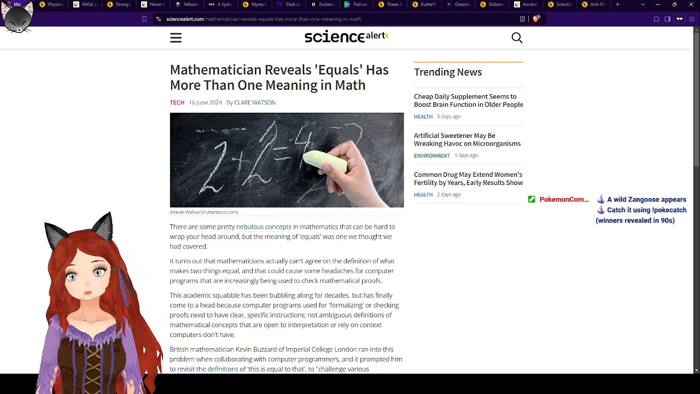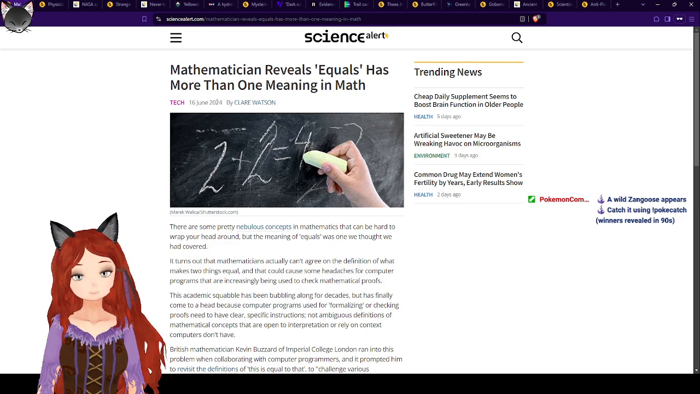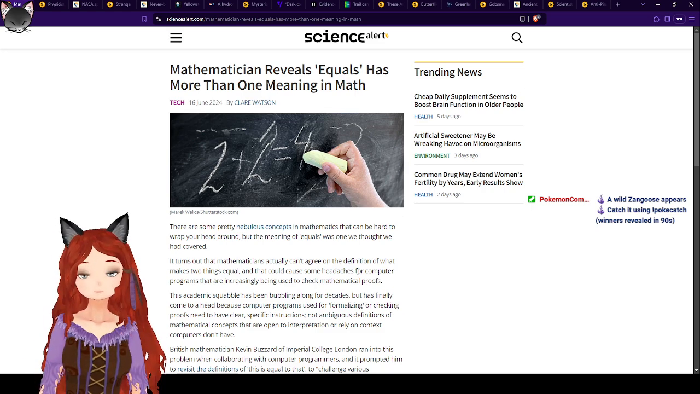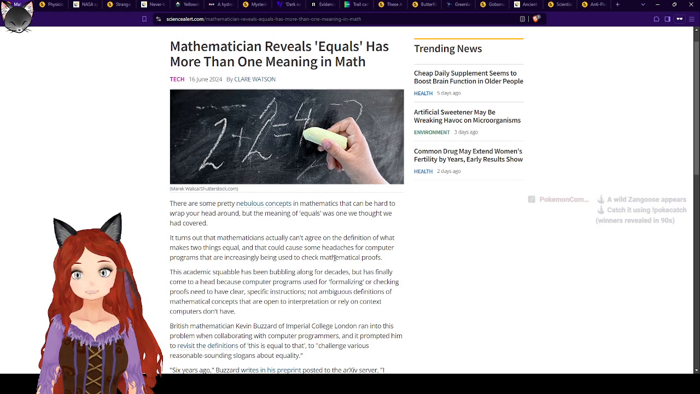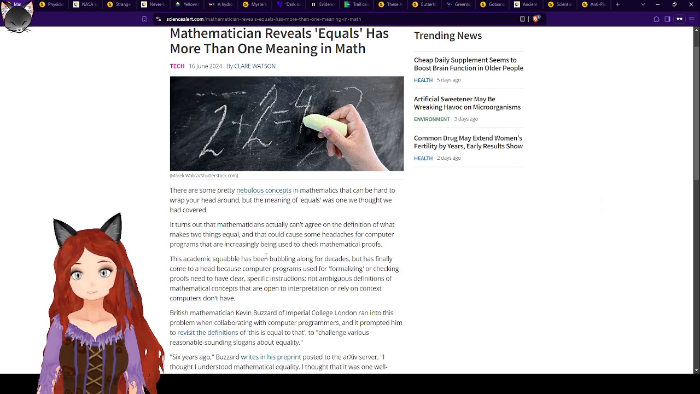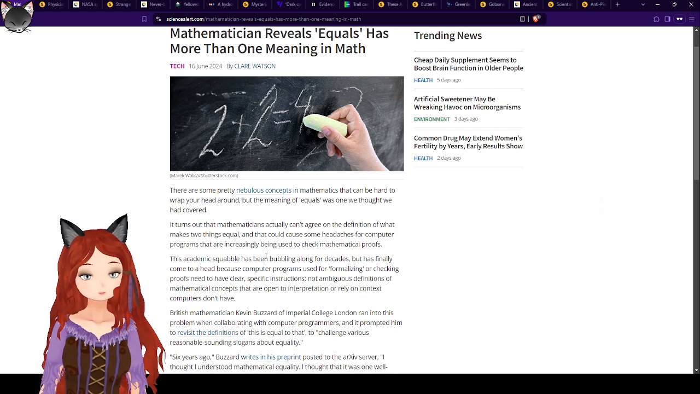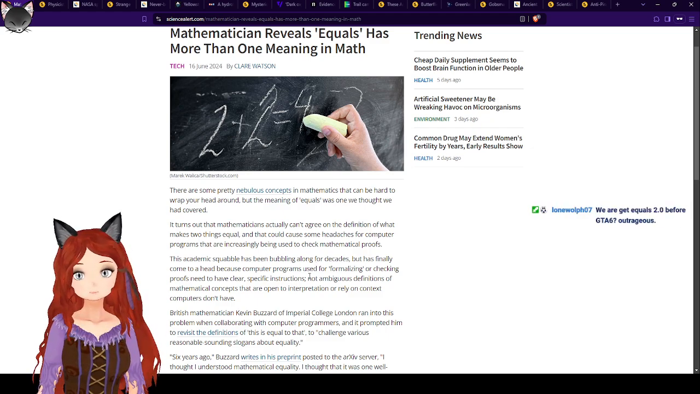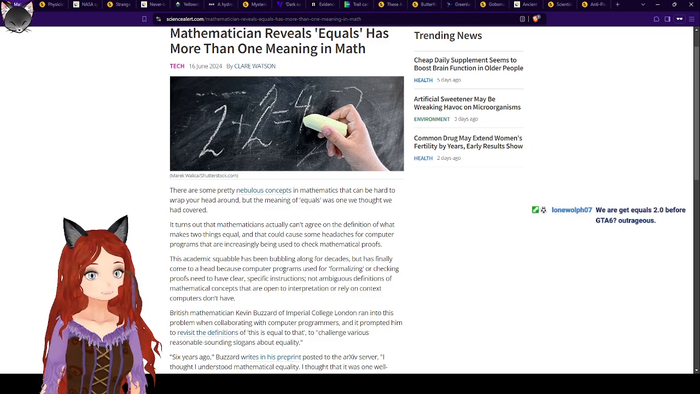But the meaning of equals is one we thought we had covered. It turns out mathematicians actually cannot agree on what the definition of two things being equal is. It could cause some headaches for computer programs that are increasingly being used to check mathematical proofs. This academic squabble has been bubbling along for decades.